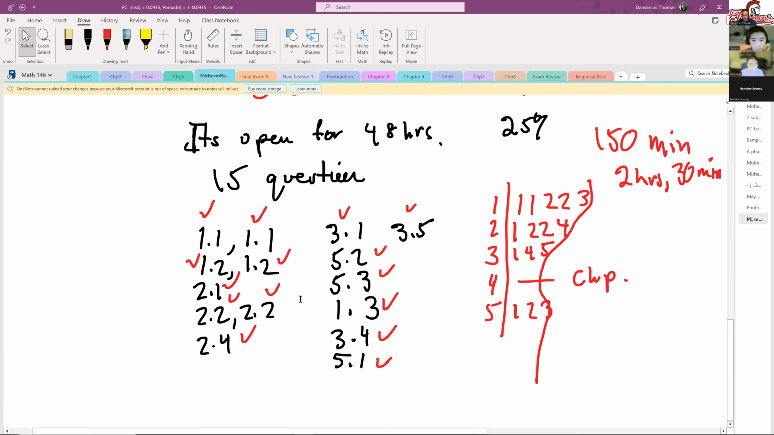StatCrunch will be a learning aid. As you're taking the test, you will have access to StatCrunch and you will have access to the textbook. Those are the only aids that will be permissible while you're taking the test. There won't be like Ask My Instructor or anything like that.